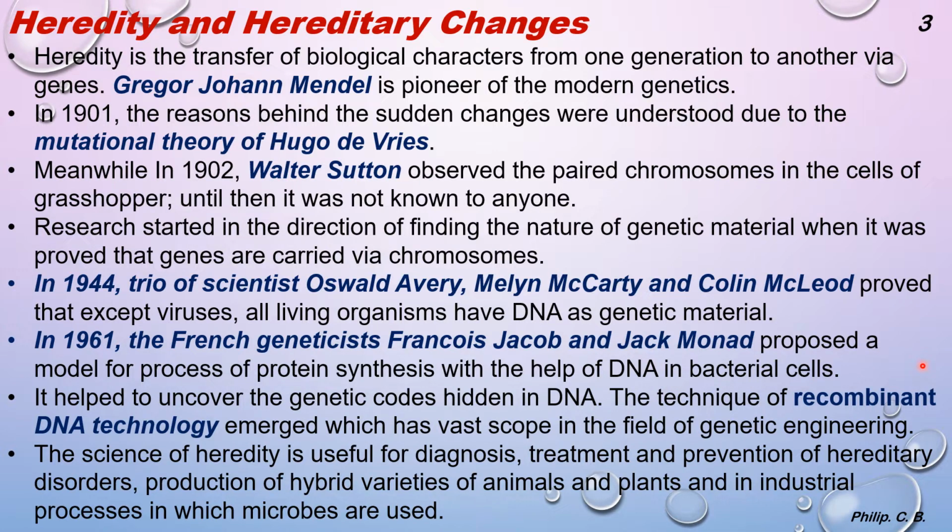So further, two other scientists named Francois Jacob and Jacques Monod had also proposed protein synthesis with the help of DNA in the bacterial cells. Then it helped to uncover the genetic codes in the DNA.